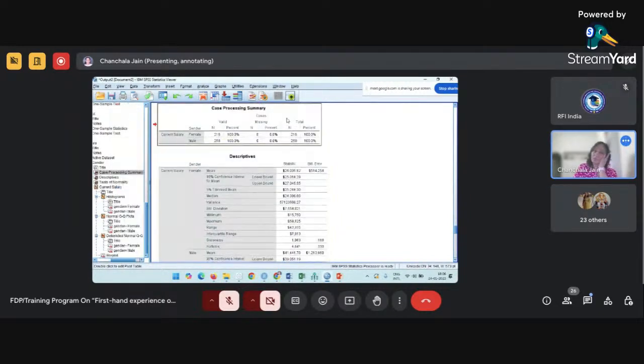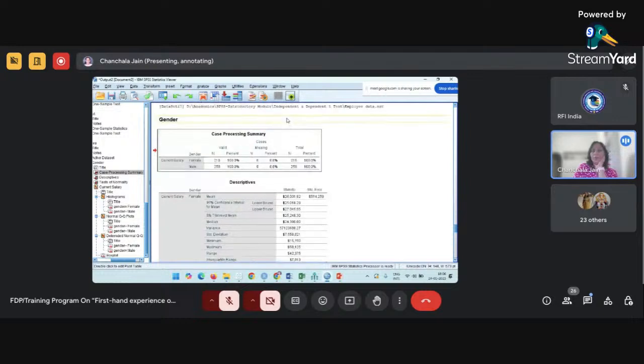So now, first table is coming as a case processing summary. There you can find we are having the current salary variable, which is your dependent variable or numeric variable. And in the next column, you can find the categorical variable or independent variable with its categories mentioned. How many females are there in the data? 216, and 258 are the males. Percent is 100. No missing value is there. Total is 216 and 258.